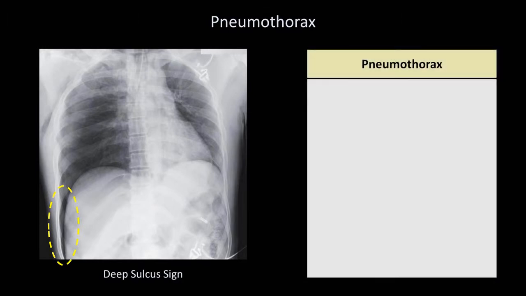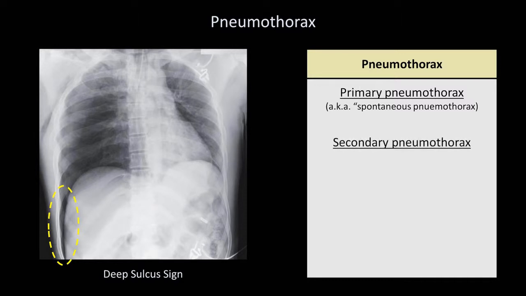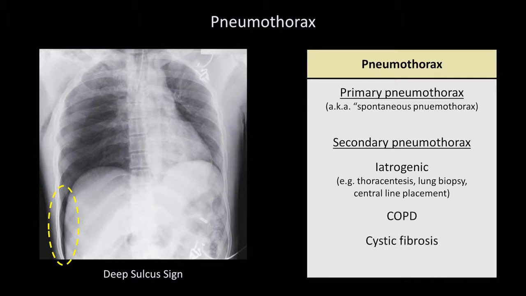The etiologies of a pneumothorax are numerous. Clinically, they are divided into 2 categories. A primary pneumothorax, often referred to as a spontaneous pneumothorax, is one which develops in the absence of any lung disease or potential iatrogenic procedures. A secondary pneumothorax can be caused by procedures such as thoracentesis, lung biopsy, or a central venous catheter placement. It's also seen in COPD, cystic fibrosis, and rarely as a consequence of pneumonia.